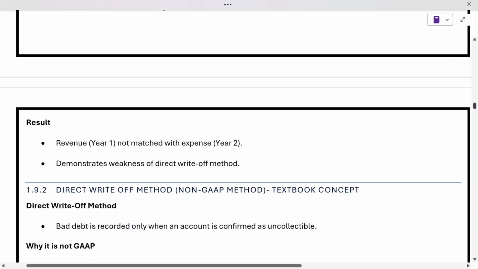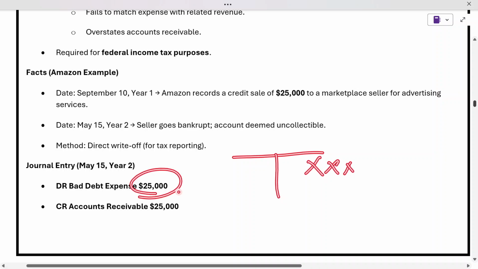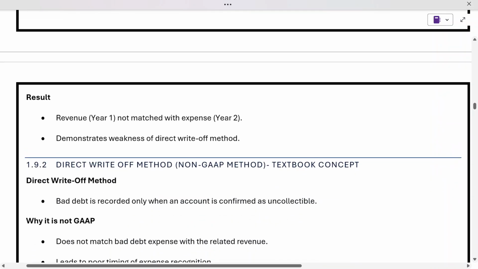Now what has happened? The result is that revenue of year 1 is not matched with the expense of year 2. Why? Because in year 1 we show a credit sale of 25,000, so in our P&L 25,000 was showing as revenue in year 1, but in year 2 this revenue is not showing up, only the expense, or I can say the bad debt of 25,000, is showing in year 2. So it is not matching in the same year in which the revenue was incurred. So this method is generally not acceptable because it does not follow the matching principle of accounting.